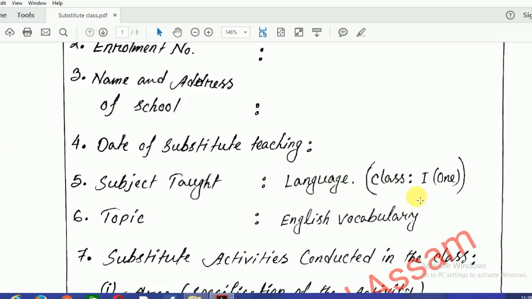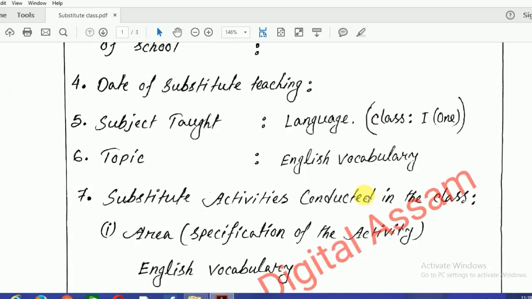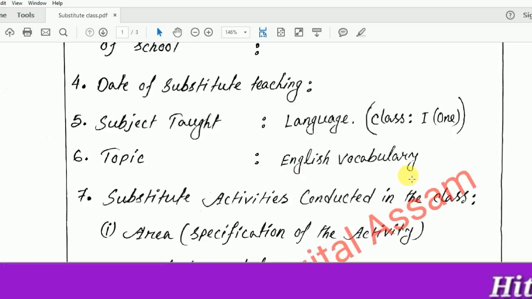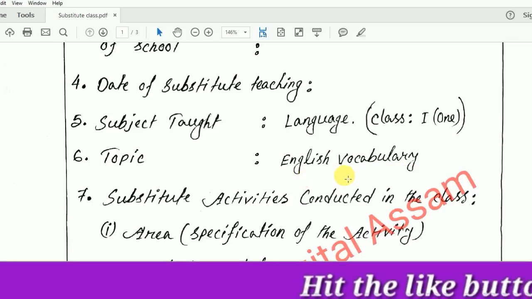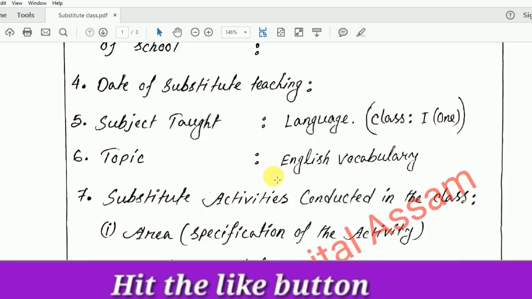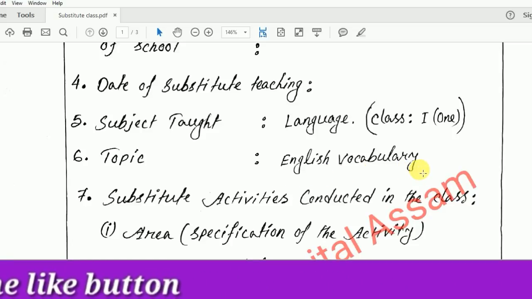I have chosen language for class 1 here. You can choose any other subject like mathematics, history, geography. After that, topic. You have to specify the topic here. If you choose, suppose, mathematics, you have to choose a specific topic like addition, subtraction, multiplication, division. Okay, so I have chosen English vocabulary here.